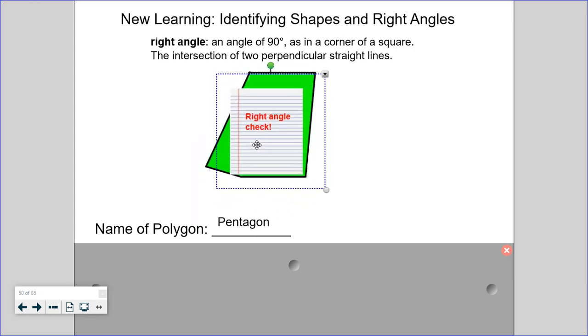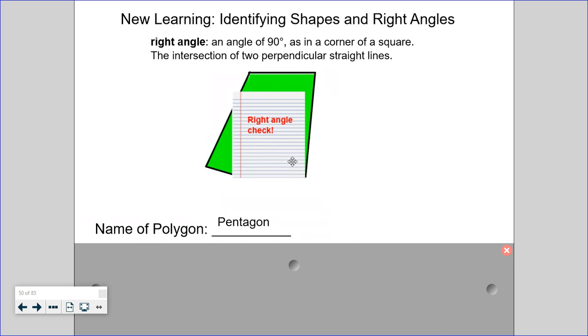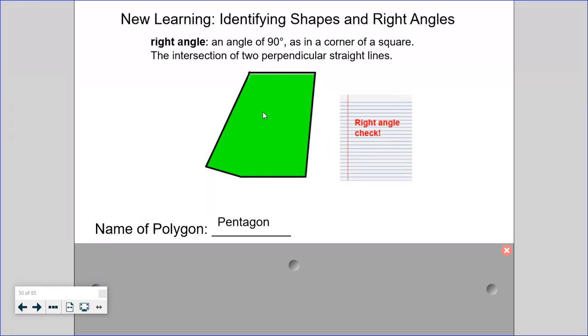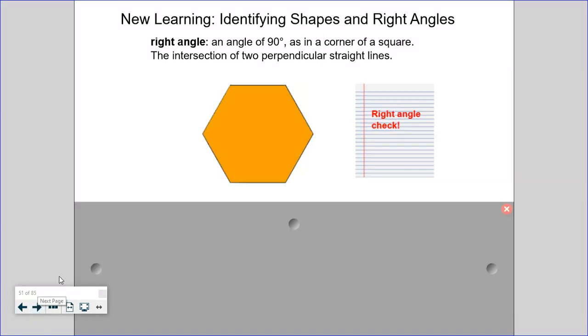Now I'll rotate again. How about this one here, down here? That's really close, isn't it? It almost matches, but it goes out to the side. It's bigger than a right angle. So this green shape here, this pentagon, has 0 right angles.